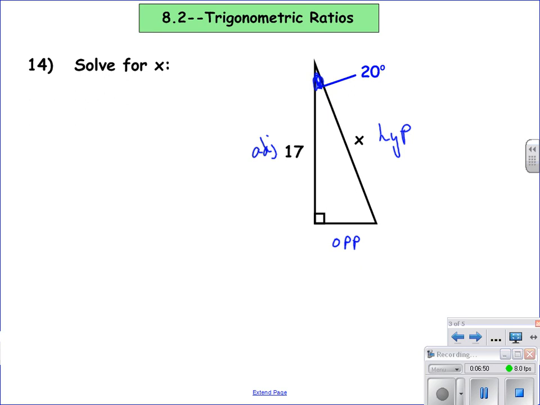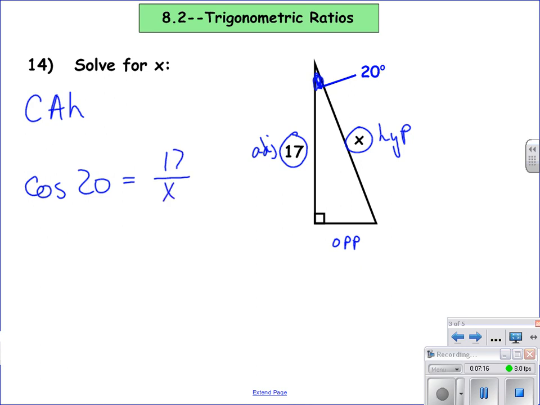Okay, so now with reference to that angle, let's see. What do I have? What do I want? Those two. Adjacent and hypotenuse. That's CAH, right? So the cosine of 20 degrees equals the adjacent over the hypotenuse, which is unknown. Cosine equals adjacent over hypotenuse. Got to know that. Got to know that, right?